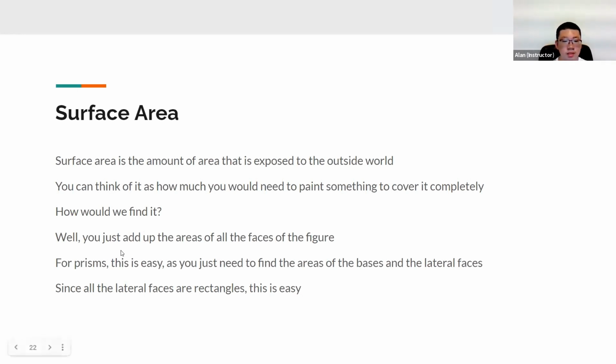And for prisms, it's not difficult because you can just find the areas of the bases and add the lateral faces. And lateral just means the faces that are not bases. So it's going to be like the rectangles. And as I said, since all the lateral faces in prisms are rectangles, it's easy to do.